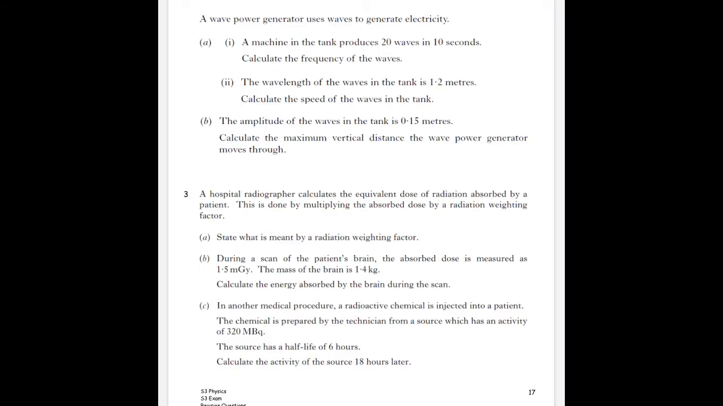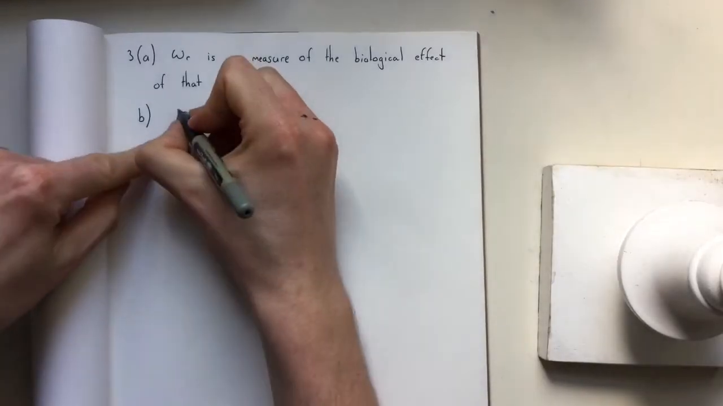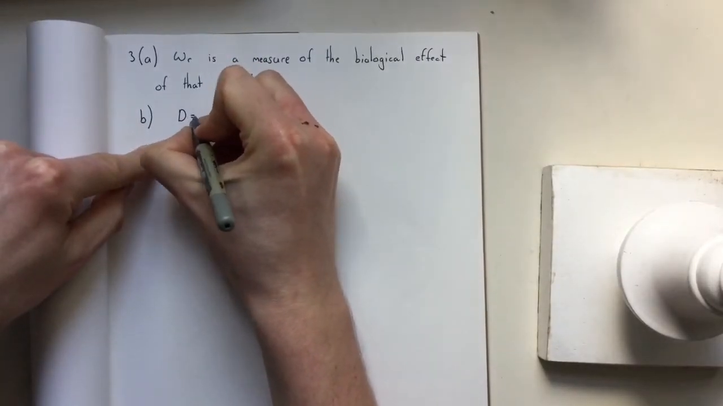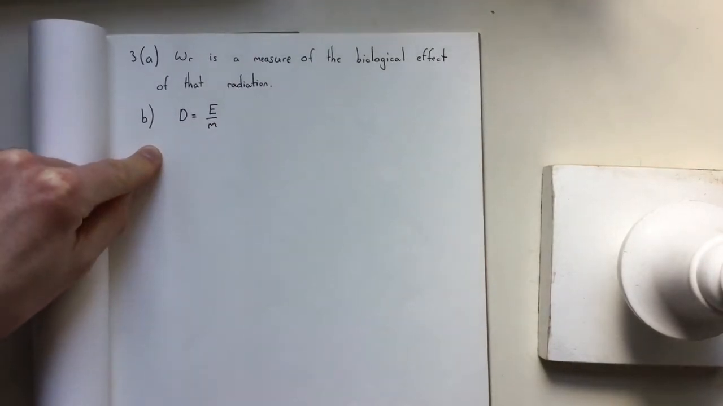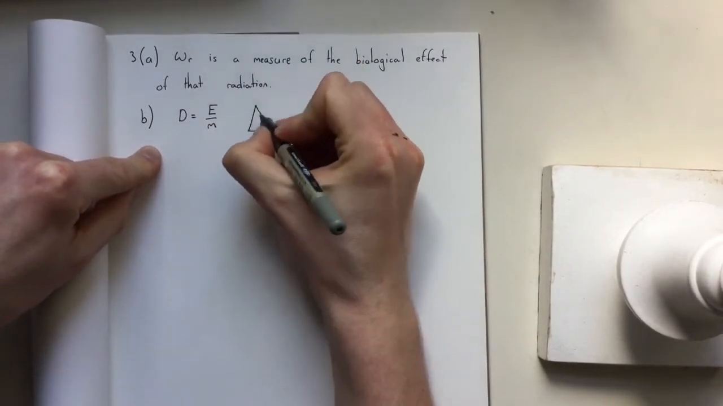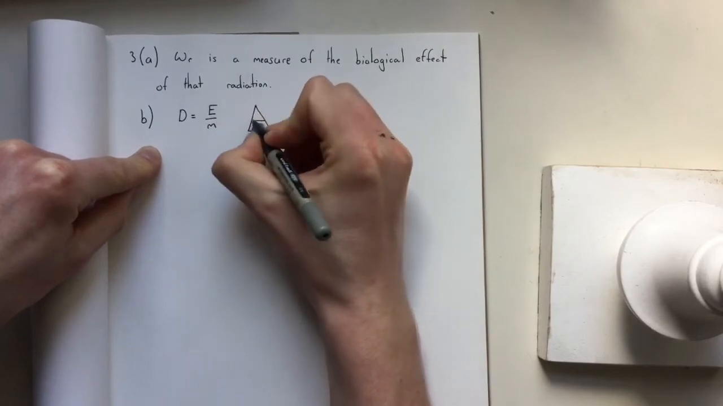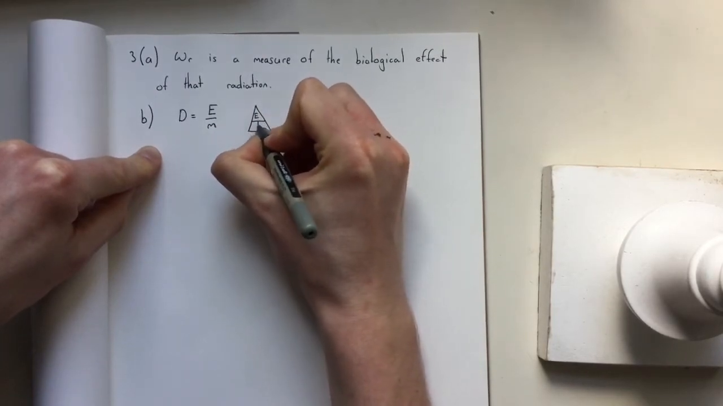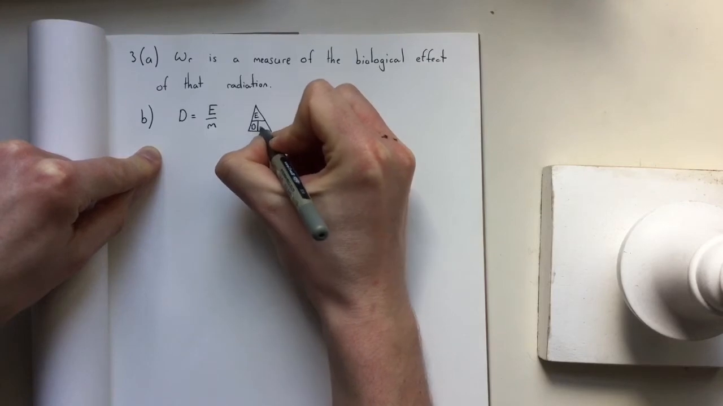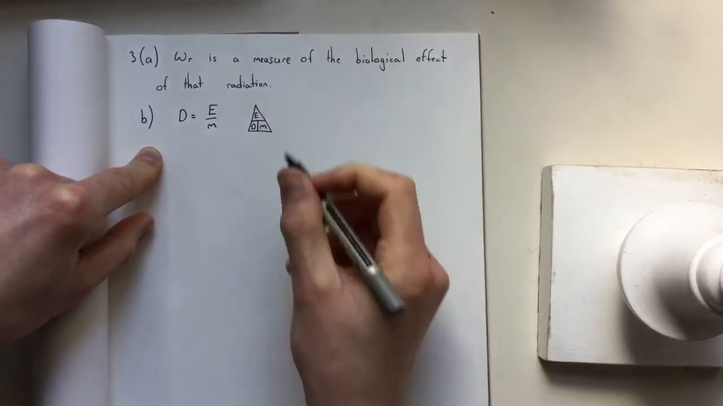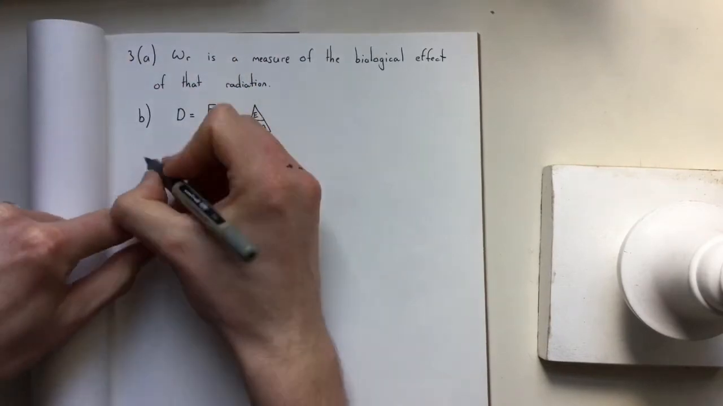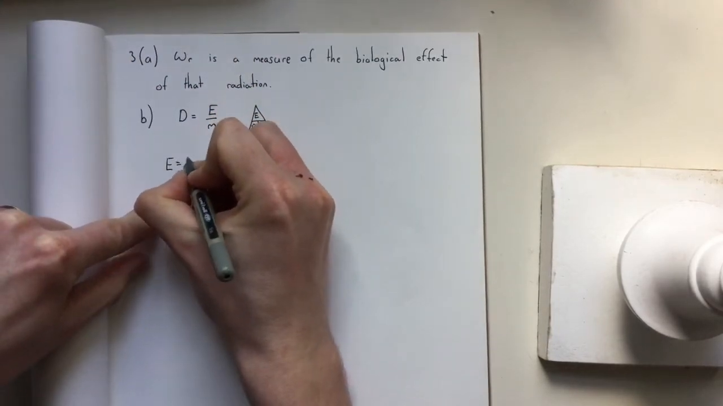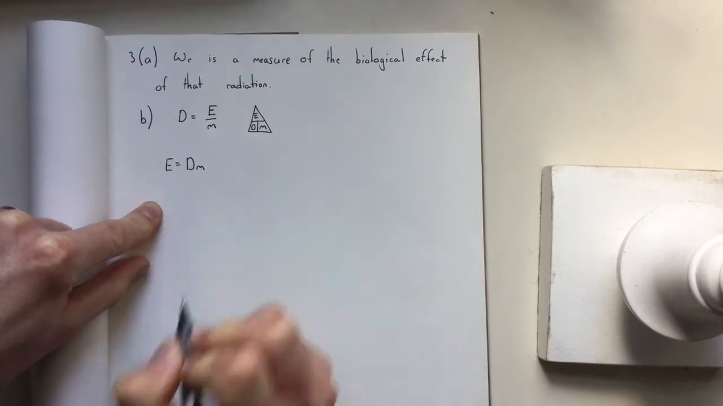So, if you were to look at your equation booklet, you would see that D equals E over M. Now, if we did a triangle, because E is on the top of the fraction, it goes on the top of the triangle. And you've got D, and you've got M. Now, we want to find E, we want to find the energy. So if I put my thumb over E, it's actually going to be E equals D M.